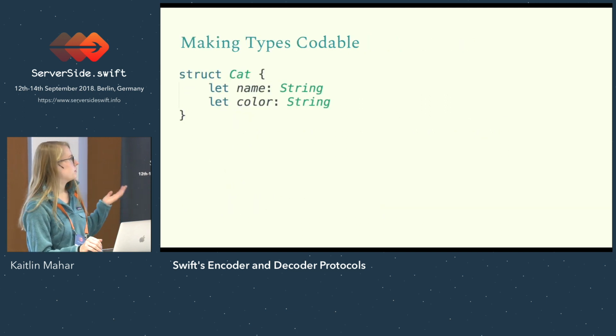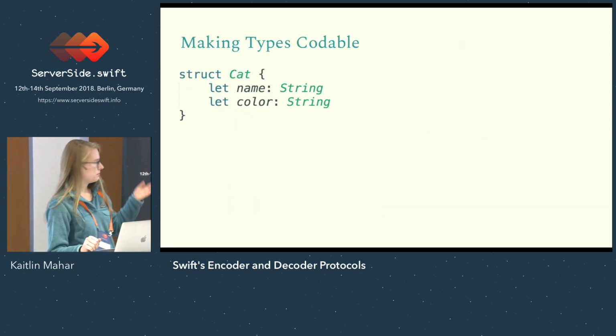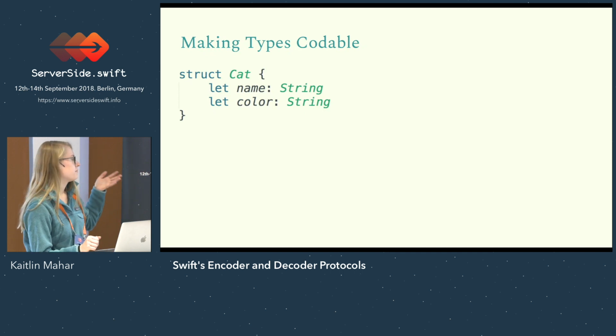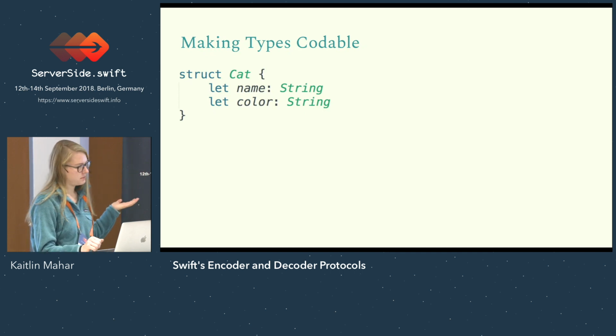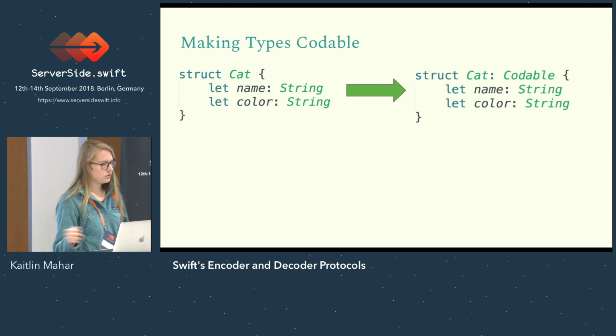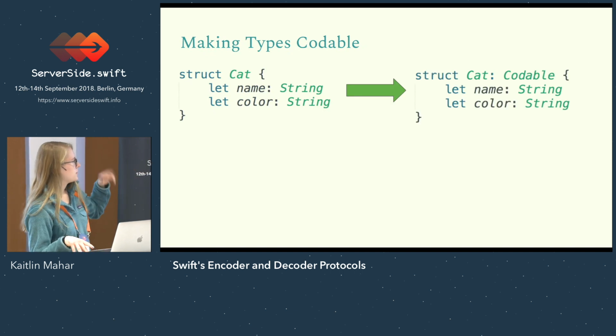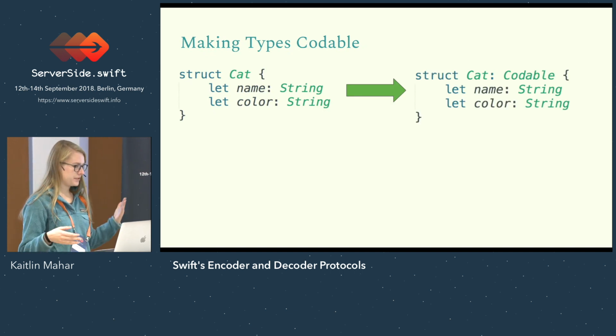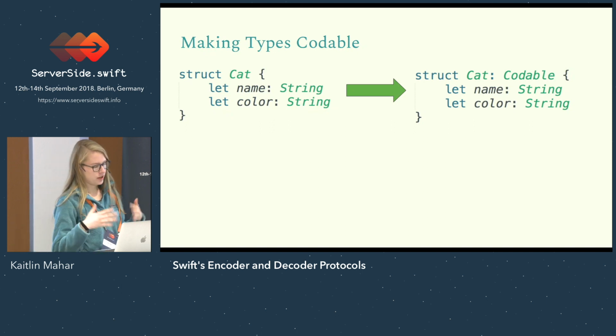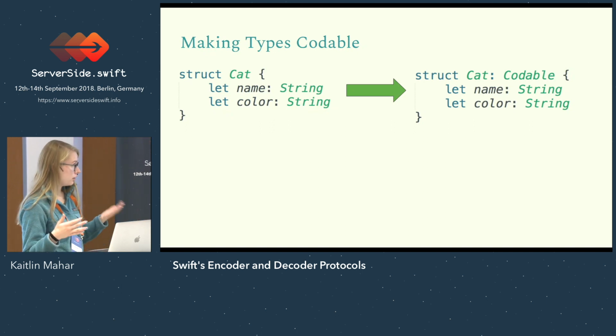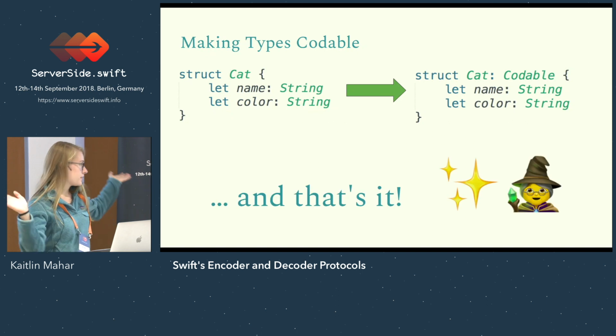So if you want to make a type Codable, here's how you do it. Say I have this simple struct for a cat. It just has a name and a color. All I have to do is add that it's Codable. Since both of these properties are types that have built-in support, the compiler will generate those encode and decode methods for me for free. So that's all we have to do.